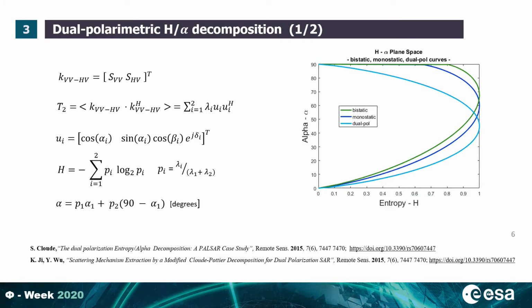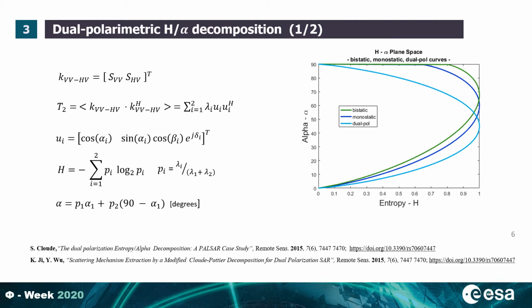The entropy alpha algorithm, a very popular method in radar polarimetry, has been developed firstly for the symmetric monostatic use case. It has been adapted for dual polarimetry and remains at present one of the most used and cited.